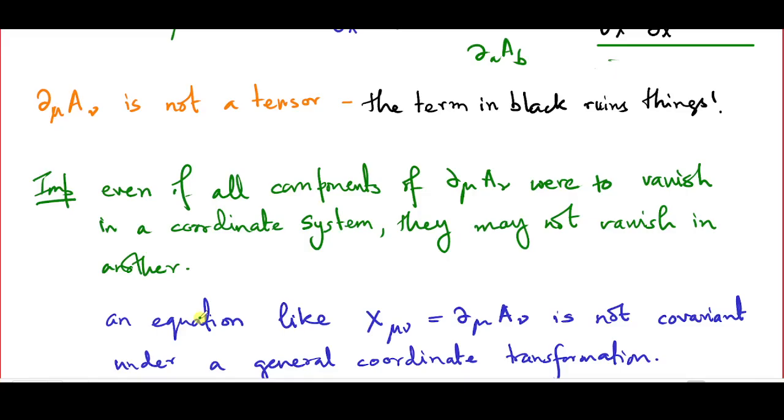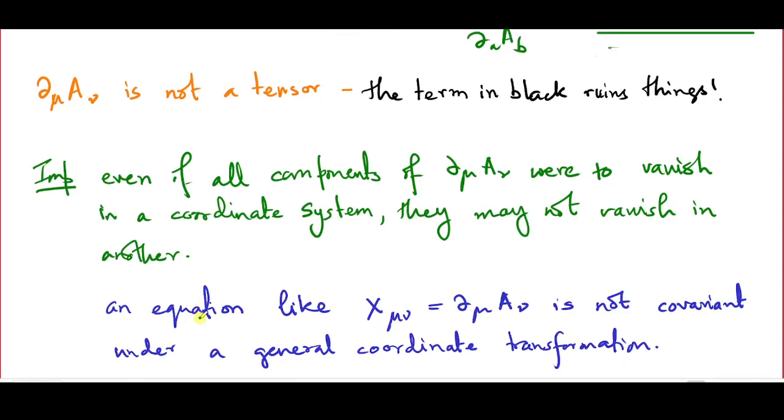Of course, I forgot to tell you one thing, but this is essentially the same as what I have already told you. The non-tensorial nature of the transformation of del mu nu implies that even if del mu nu had components, all of which vanished in a particular coordinate system, they may not all vanish in another coordinate system, which essentially is the reason why covariance is ruined by a term like that.